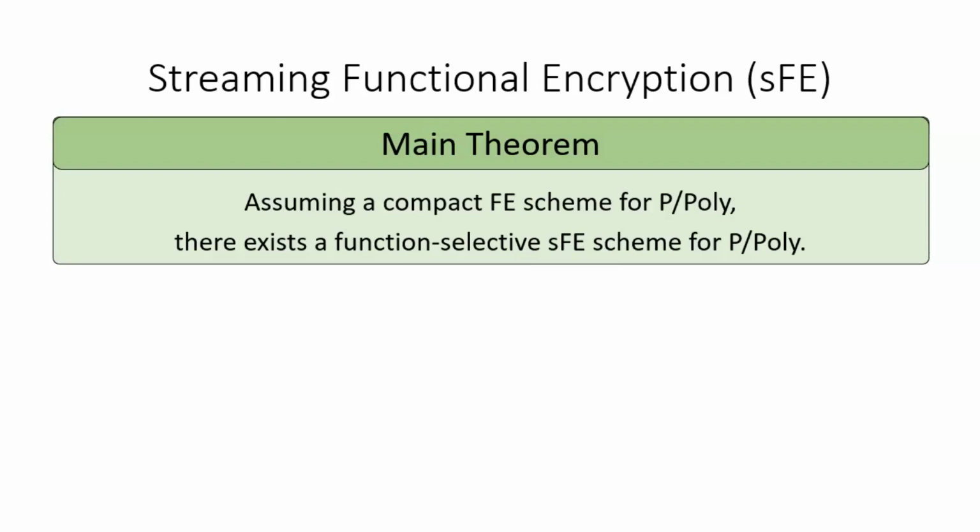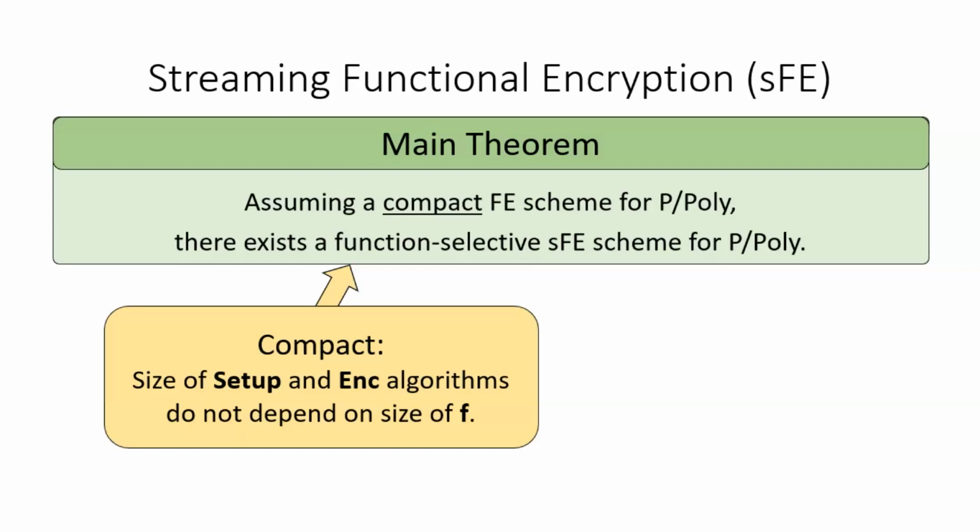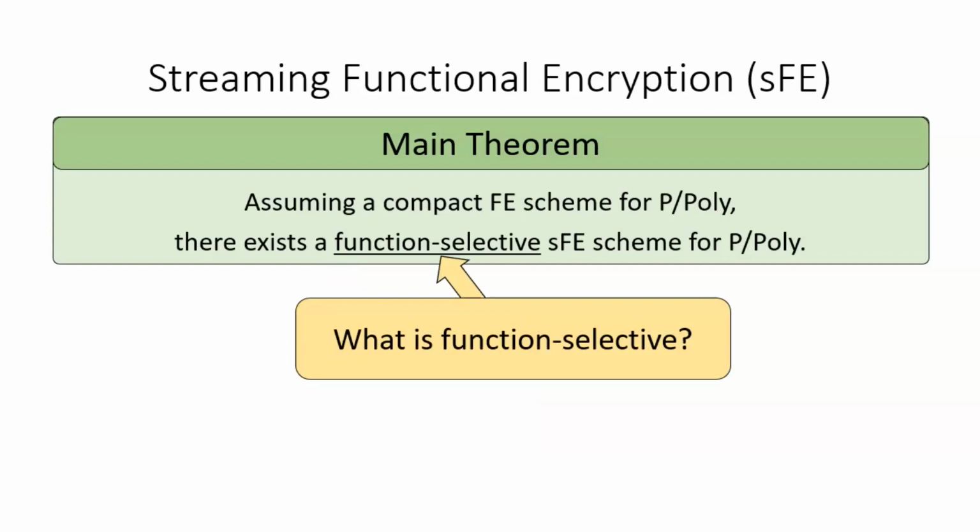Yeah, so back to our main theorem, what are these other terms I introduced? Compact simply means that the size of the setup and encryption algorithms for the functional encryption scheme do not depend on the size of the functions you want to generate function keys for. And this is not a new notion. This has been used in FE literature before. And then the other term is function selective.